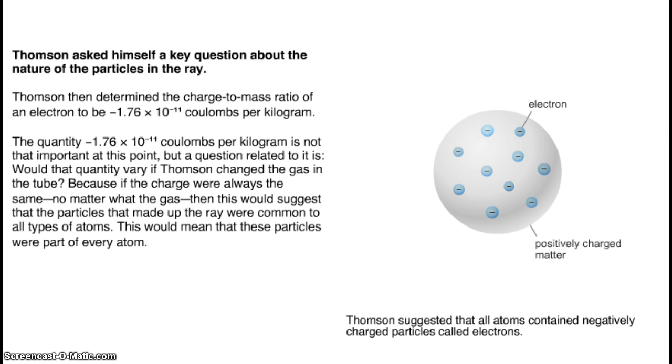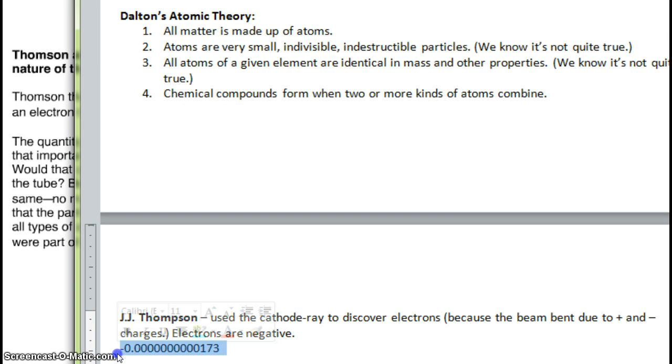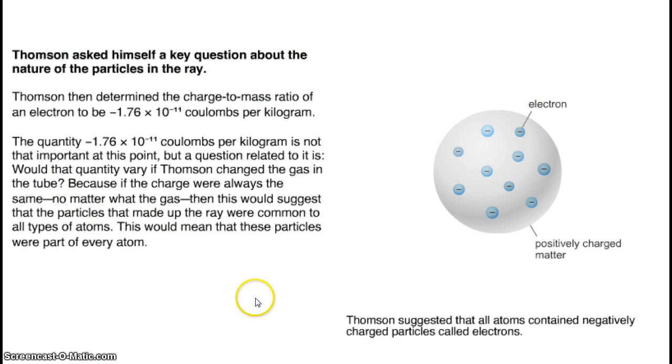Thomson asked himself a key question about the nature of the particles in the ray. Thomson then determined the charge to mass ratio of an electron to be negative 1.76 times 10 to the negative 11th coulombs per kilogram. So this is how small that number is, and it's coulombs per kilogram, so every 2 pounds worth only has this little bit here.